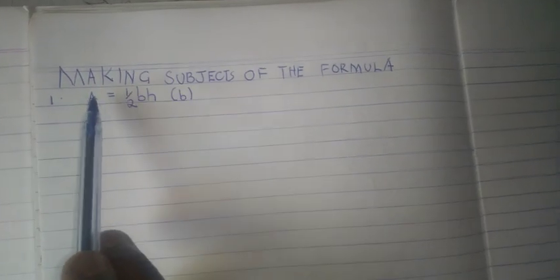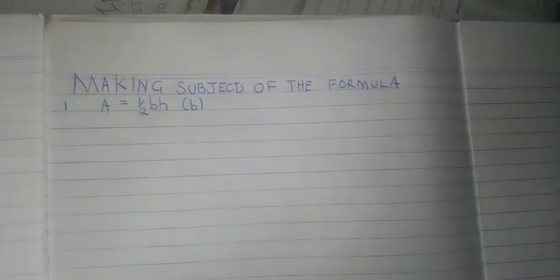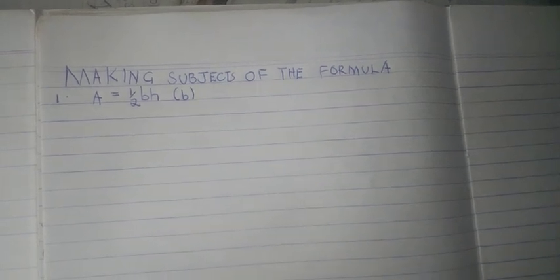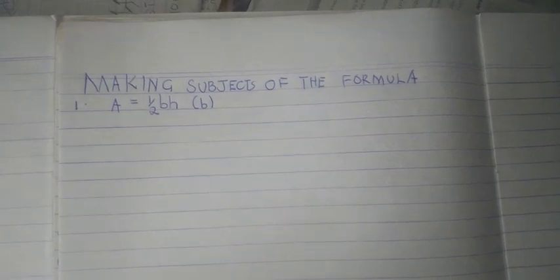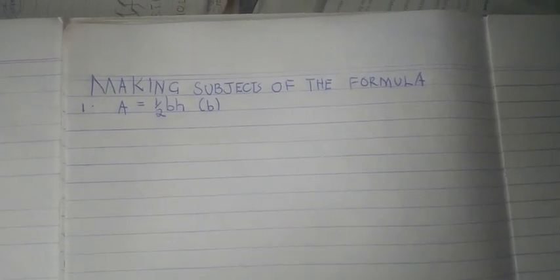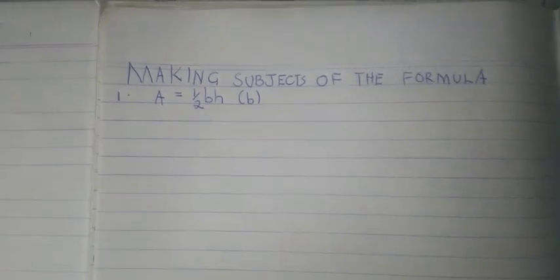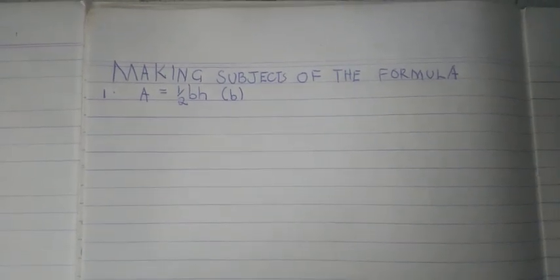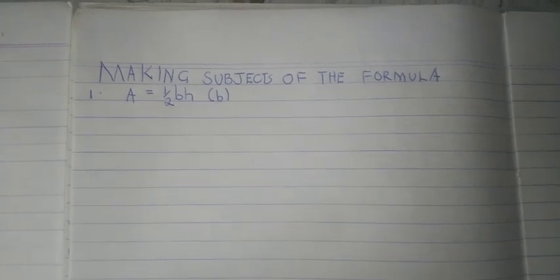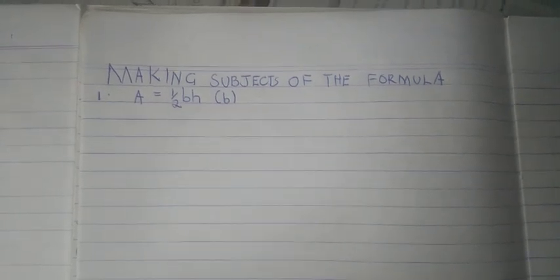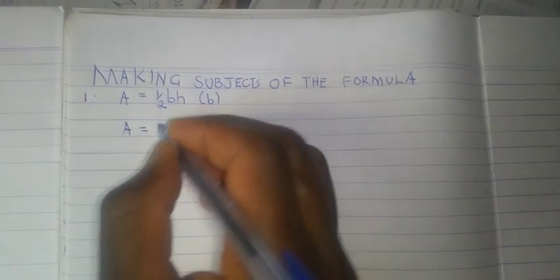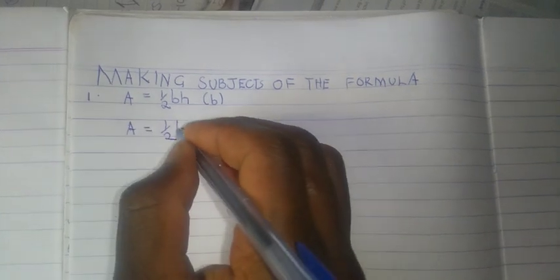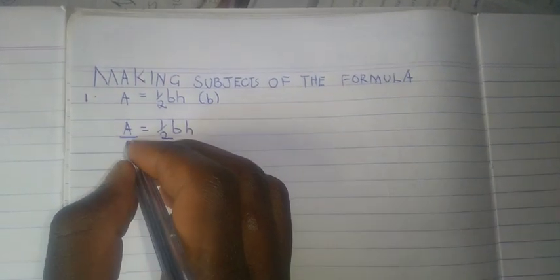For us to make the subject of the formula, ideally we have the left hand part of the equation and the right hand part of the equation. But how can we really make B the subject? We have to make B stand independently, meaning that on the right hand side we shall remove all the elements which are attached to B. So ideally our A equals a half BH. Remember, this is an equation, this is over 1.